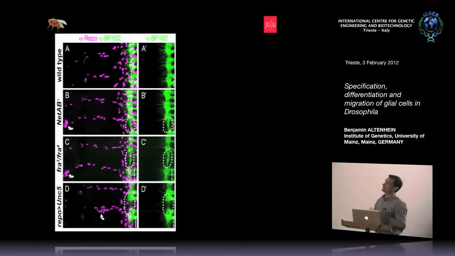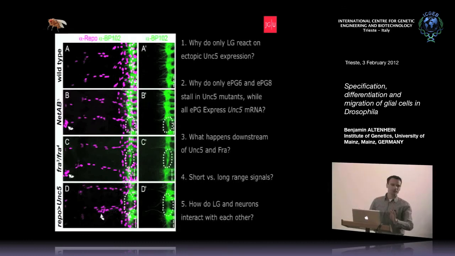Okay. We found some more striking phenotypes in the netrin mutants, that is axonal phenotypes, which are not due to a lack of netrin signaling in axons, but due to the fact that there are glia mispositioned in these segments. But I won't go into the details, and there are a couple of open questions which I won't address here today. But we are continuously working on that.